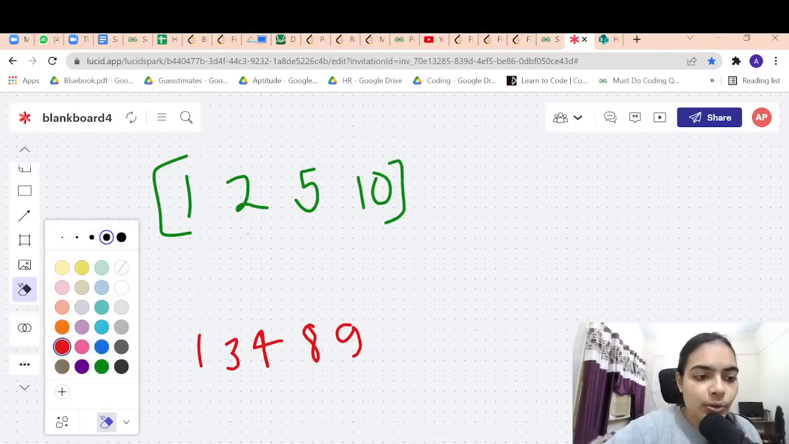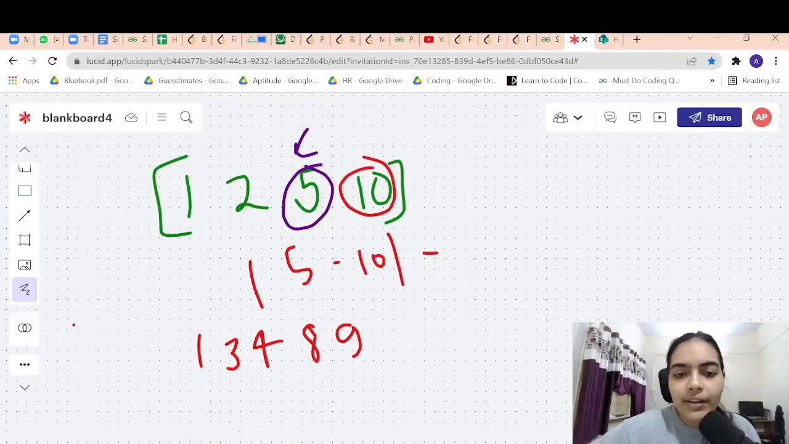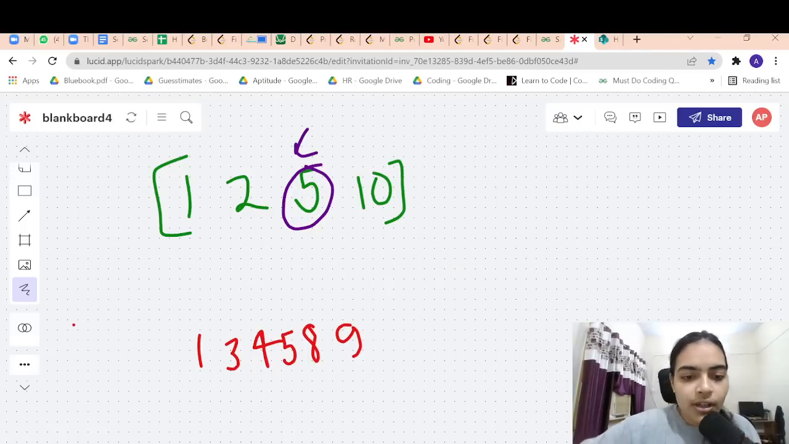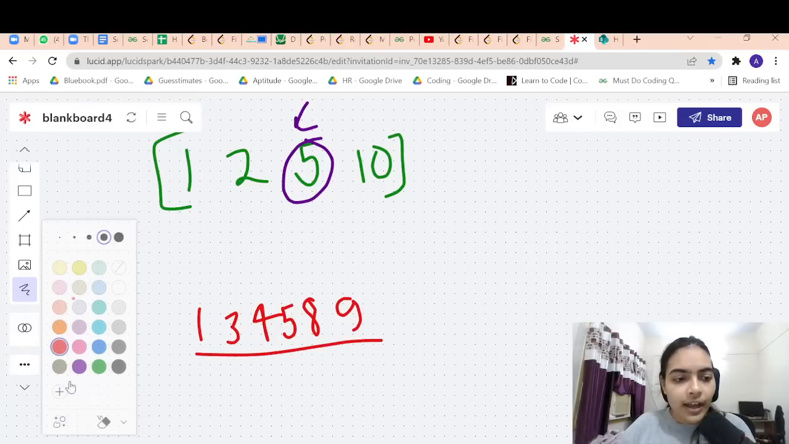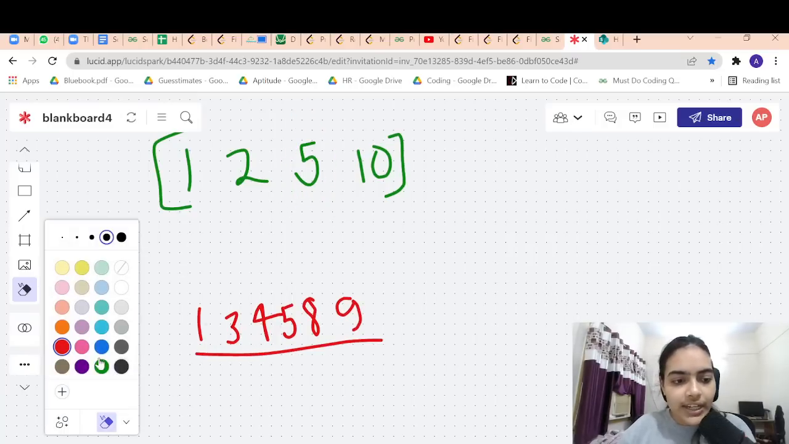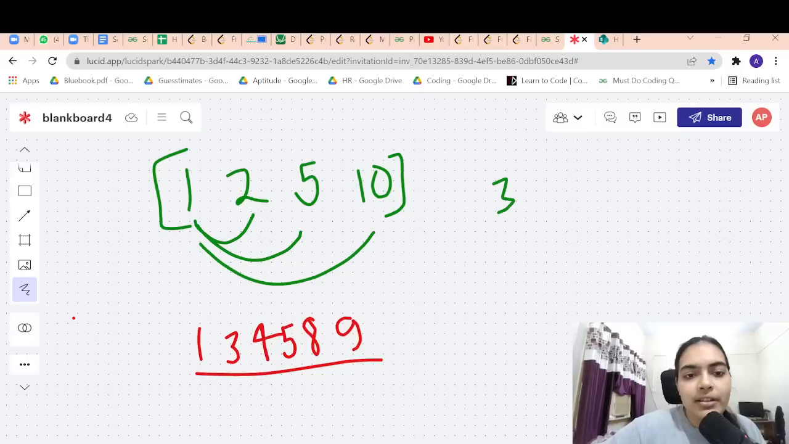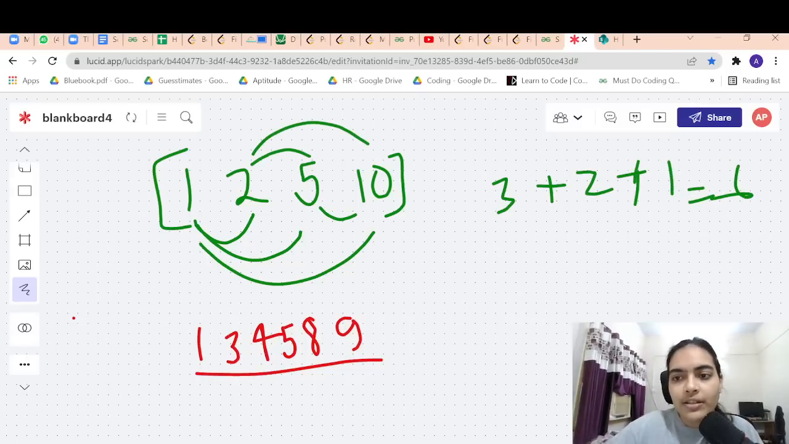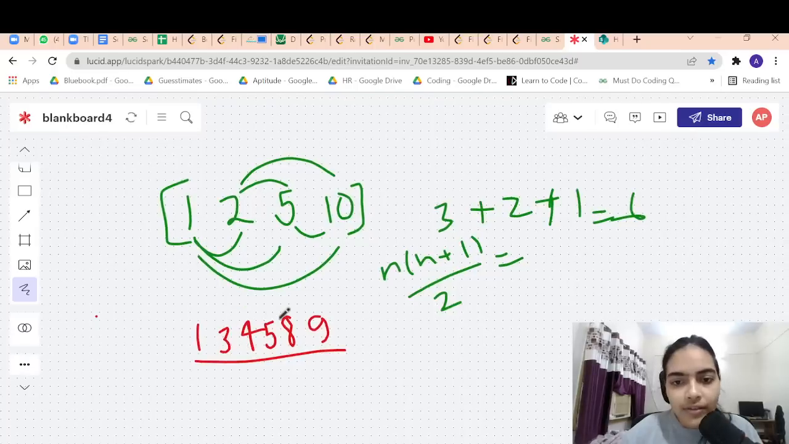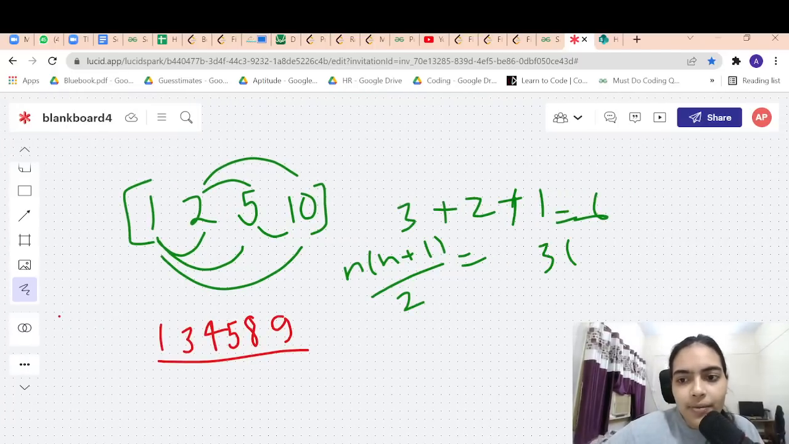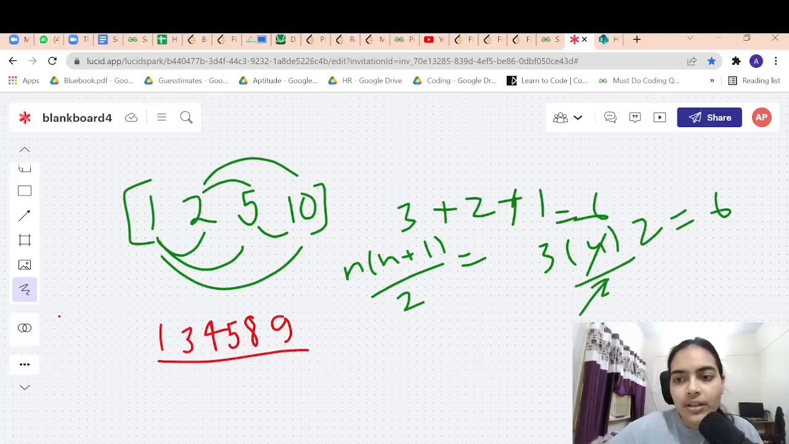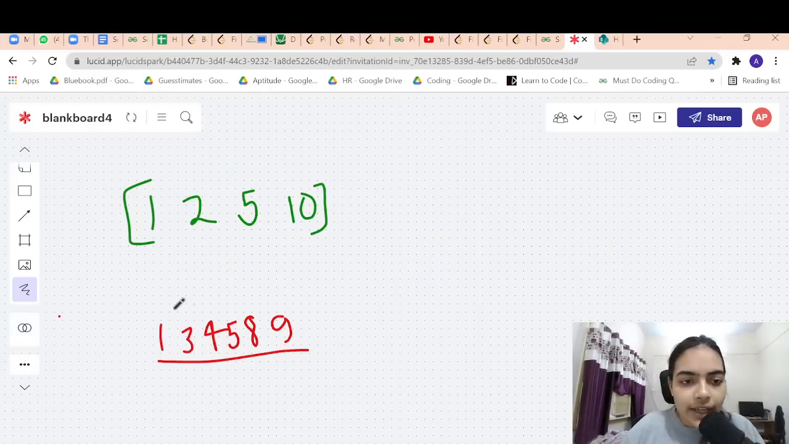Now let's take the next possible number. So we have 5, and the 5, 10 pair, if you take, you will get 5, right? So these are all the possible pairs, right? And how do we get all these pairs? So it's very simple. With 1 you have 3 pairs, right? With 2 you have 2 pairs. With 5 you have 1 pair. So totally you have 6 pairs. And this is just n into n plus 1 by 2. Here you have 3 as your n. 3 into 4 by 2. So you have 6. So in this case, you have 6 pairs.